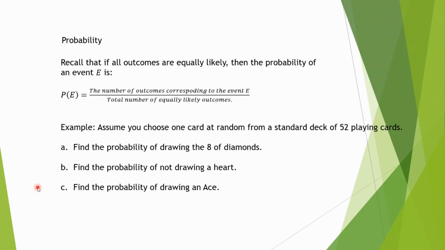So if all outcomes are equally likely, then the probability of event E, right? E, again, an event is just a sub-collection of outcomes. The probability that event E occurs is the total number of outcomes that correspond to the event E.